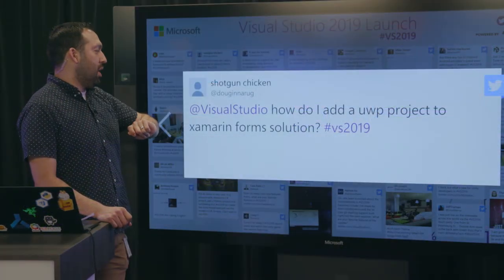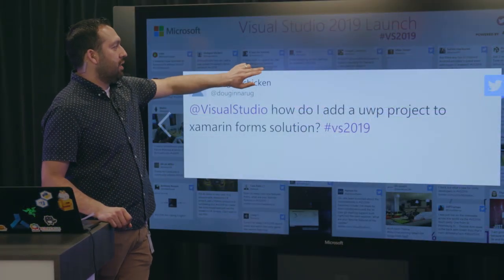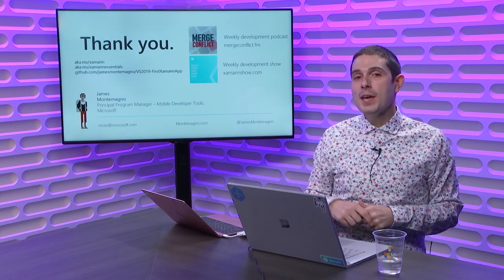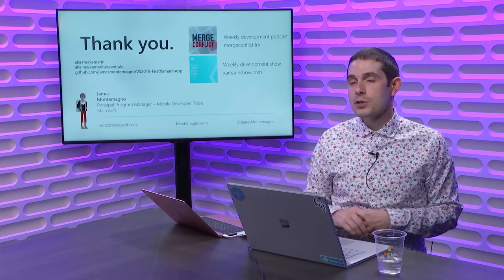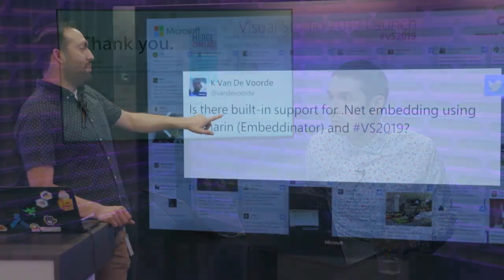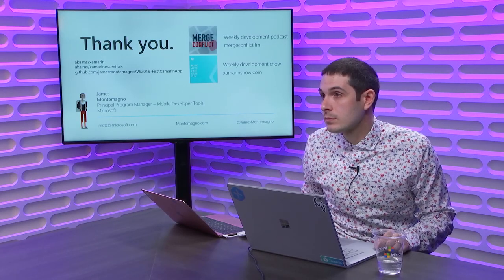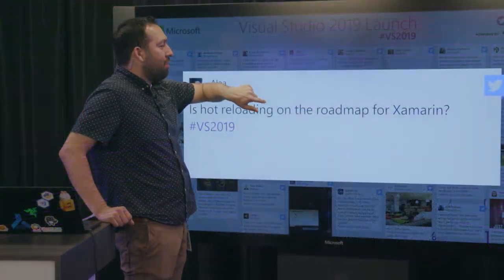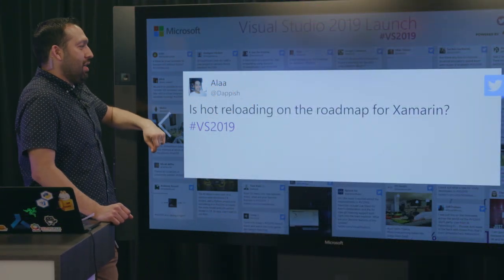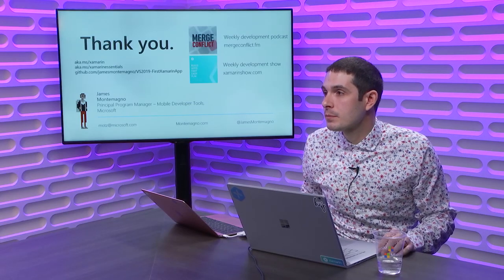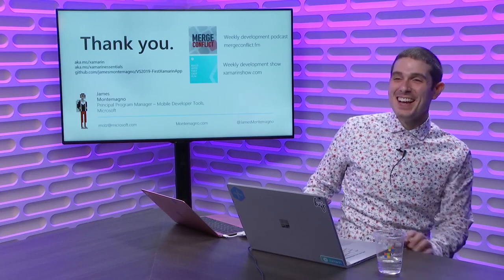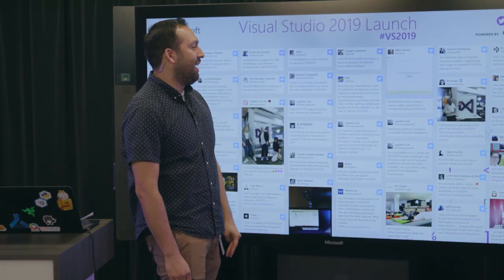How do I add a UWP project to a Xamarin.Forms solution? Yep, we have great documentation. You just add a UWP app, add the Xamarin.Forms NuGet, configure two things, boom, done. Man, we're getting it done. Is there built-in support for .NET Embedding using Xamarin? Yes. Embedinator 4000. Is it 9000 now? I don't know. 18 billion. Is hot reloading on the roadmap for Xamarin? Great question. Nice. We have more events coming soon.